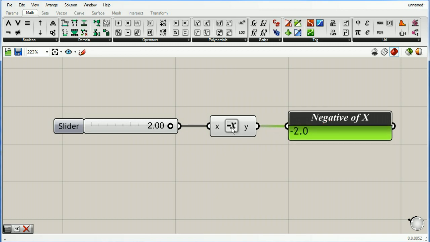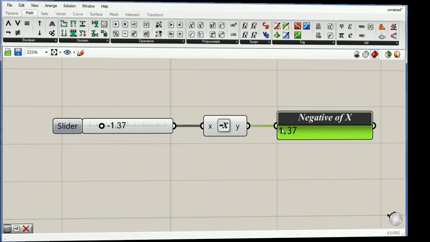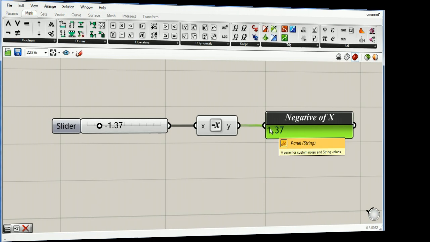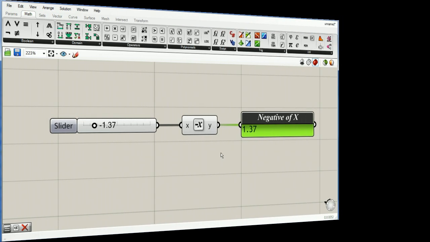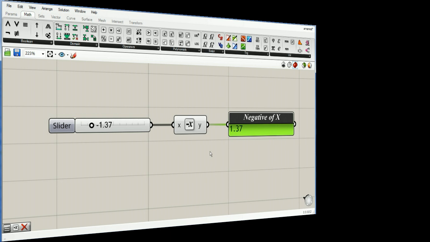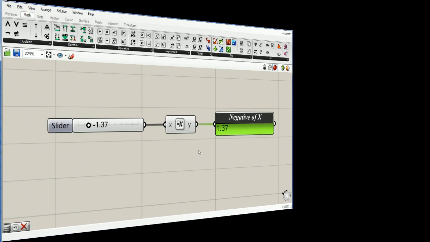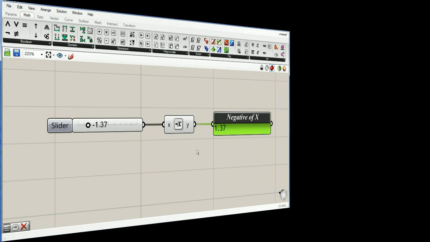So if we set the slider to a negative value, let's say here, that could be perfect. Minus 1.37, multiplied by minus, will give you always positive. So I hope you understand and you can find these math components and you use them often. So here they go.